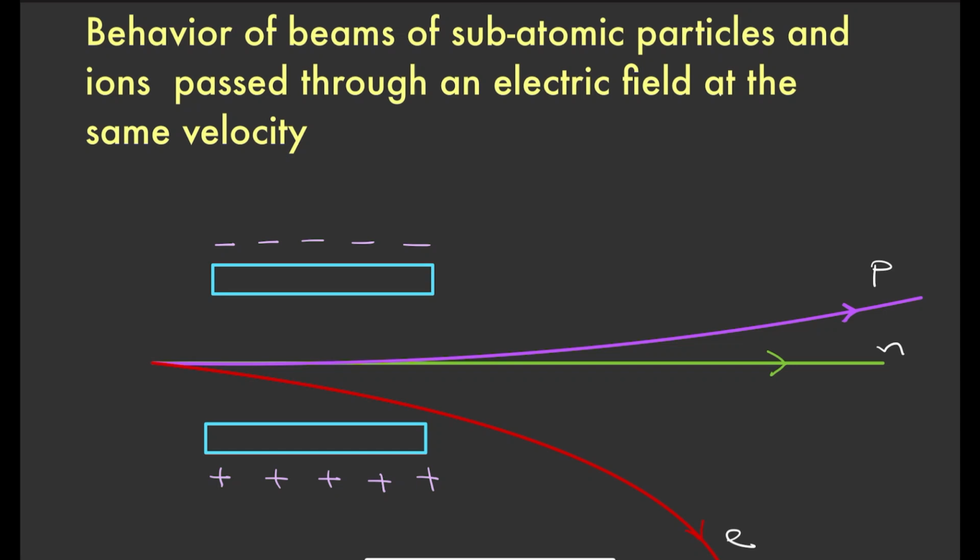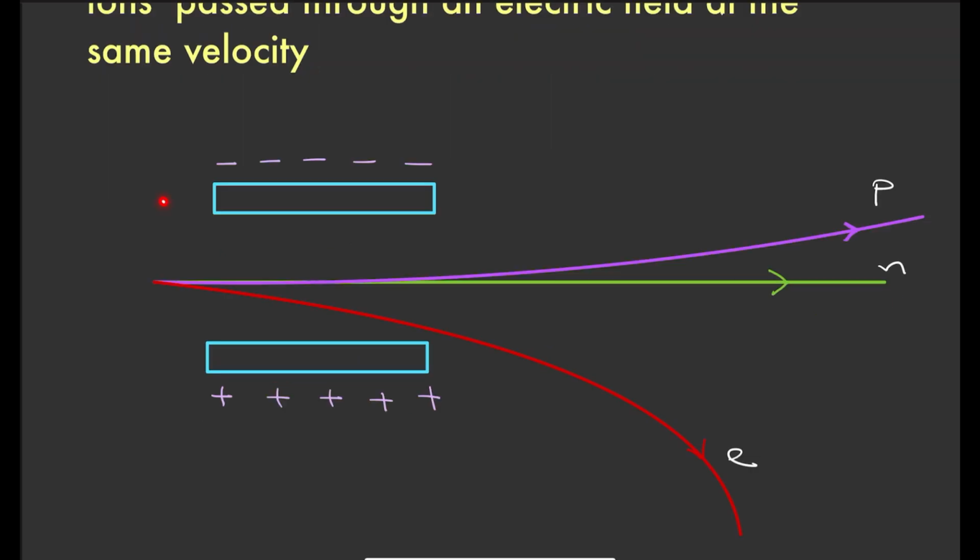In this video, I will be talking about deflection of subatomic particles and ions in an electric field. Suppose we have two charged plates, a negatively charged plate and a positively charged plate. And through those charged plates, we are passing beams of the three subatomic particles: a beam of a neutron, a beam of a proton, and a beam of an electron.